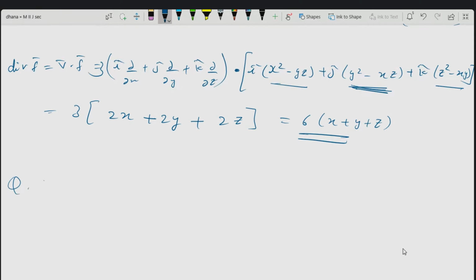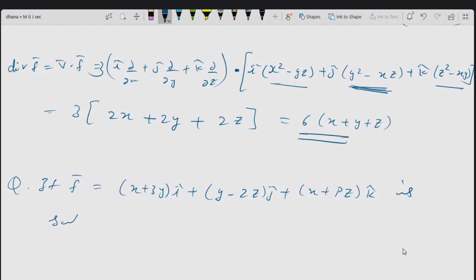Now another problem. Here f bar is defined as x plus 3y i cap plus y minus 2z j cap plus x plus pz k cap. If this is a condition given, if f bar, which is defined in this manner, is solenoidal, then find p. Will you be able to do it? Yes, ma'am.